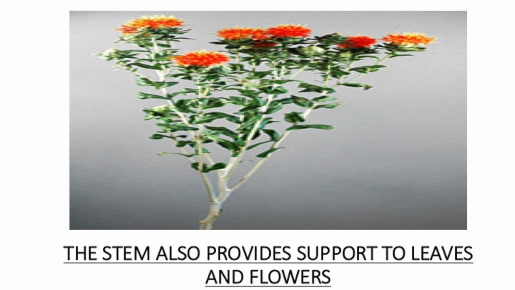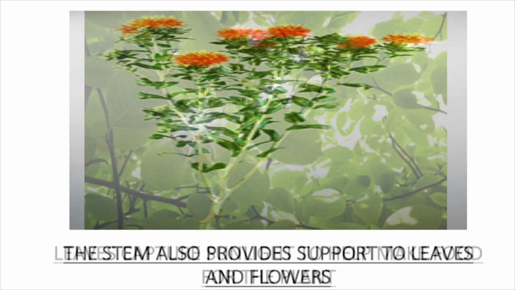The stem also provides support to leaves and flowers. You can see in this picture, the leaves and the flowers, they're all hanging off the stem. All the different parts of the plant are kept together by the stem.